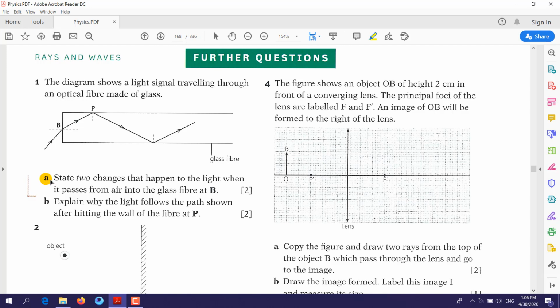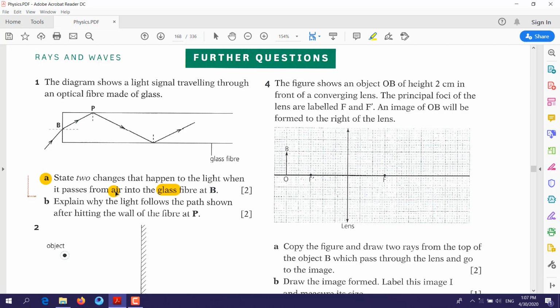Now, the first question, A. It says, state two changes that happen to the light when it passes from air into glass fiber at B. If you look at the arrow that shows the light, the question says, state two changes that will happen to the light when it passes from air to the optic fiber, which is made up of glass.